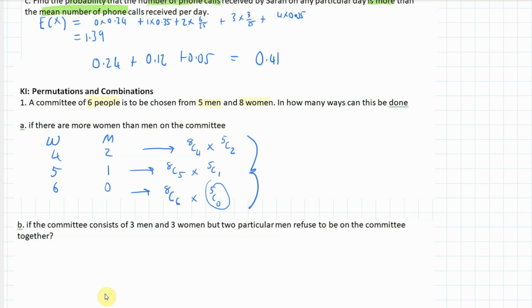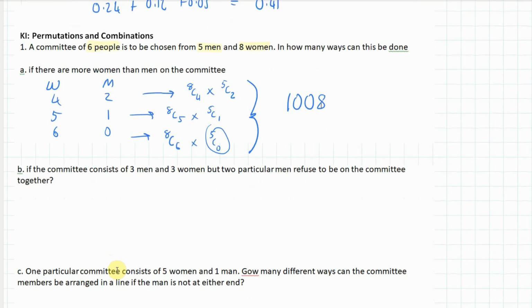And when I sum them together, if I was doing this in the exam, I'd write each one out, what it's worth. But I'm not going to do that for now. I'm just going to write the total of this is 1008. Now, what happens if the committee consists of 3 men and 3 women, but 2 particular men refuse to be on the committee together?